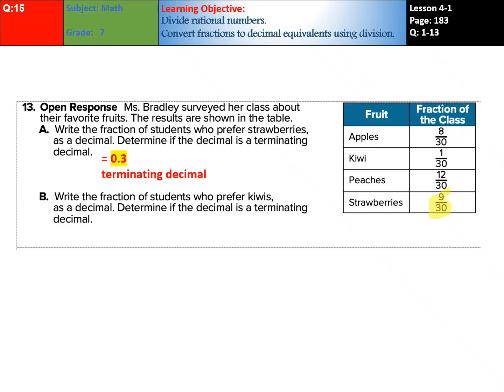Then for here we took strawberries, here we have kiwis. So for the kiwis the fraction is 1/30. As a decimal it is 0.03 bar, non-terminating. 3 will keep repeating, so this is a non-terminating decimal.